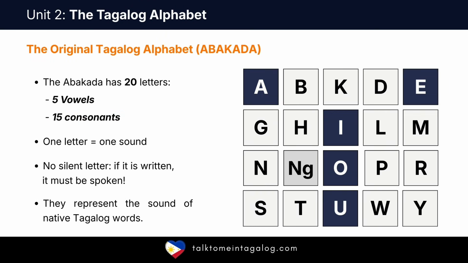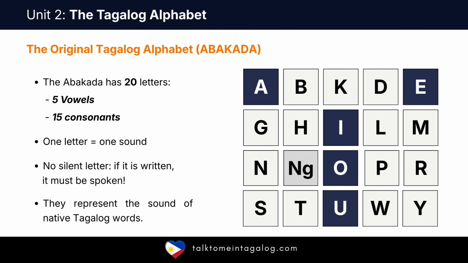Let's now talk about the original Tagalog alphabet, also known as the Abakada. The Abakada has 20 letters, 5 vowels, and 15 consonants. Each letter represents one sound used in native Tagalog words. One of the most important things to remember from the very beginning is this: Tagalog has no silent letters. If it's written, it must be spoken.